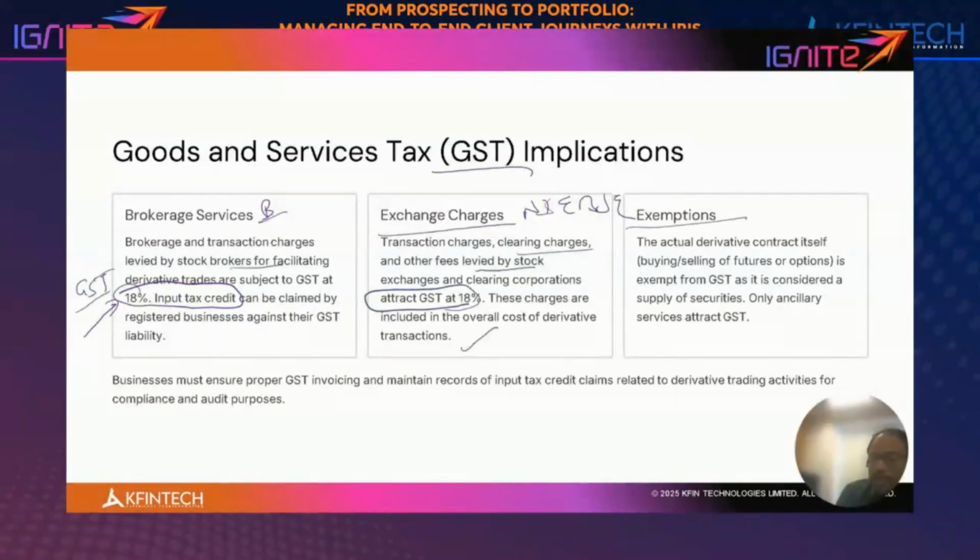What are the exemptions? The actual derivative contract itself is exempt from GST as it is considered supply of securities. Only ancillary services attract GST. So no GST on purchase and sale amount. It's only on the services like broker and exchanges.